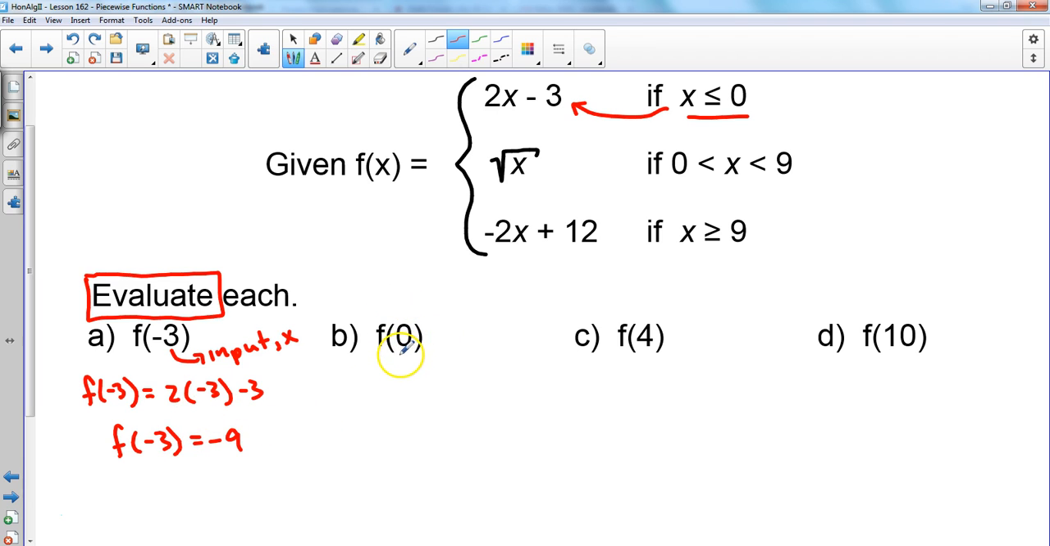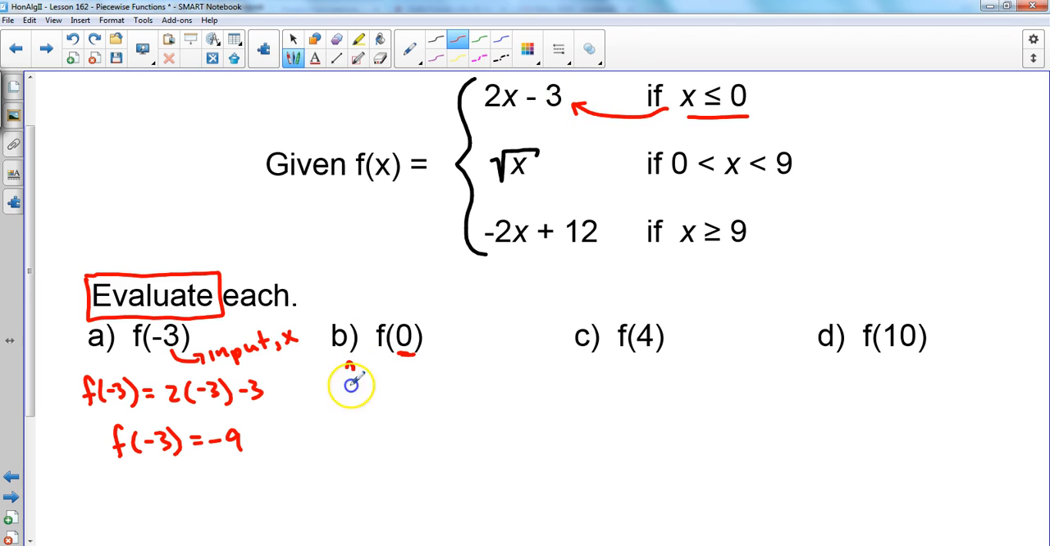Jump over here to the next example. I'm going to plug in a different input value. That input value is 0. It looks like it's part of both of these intervals, but if we look at the inequality here, 0 is actually included in this interval. And so again, we're in the same interval, so we use the same rule.